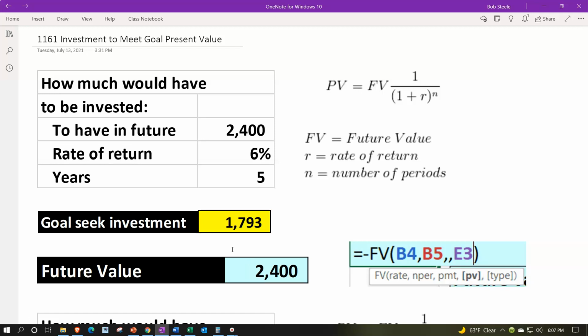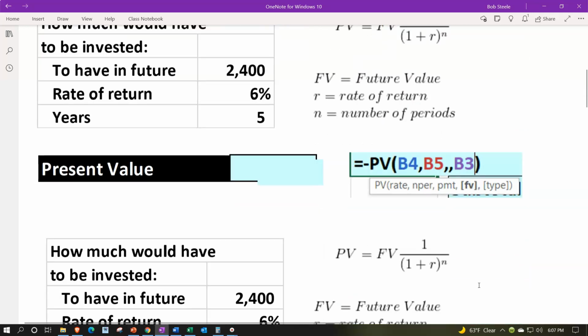But also, then we can solve for the present value, and we can use the function for present value. So of course you can then say, okay, let's just do the same calculation with the present value. We're going to say negative present value. The rate is going to be that 6%, comma, number of periods is going to be 5, comma, the payment, there is no payment because it's not an annuity, but present value of 1, therefore 2 commas to get to the future value, which is going to be that 2,400 because that's my end goal.